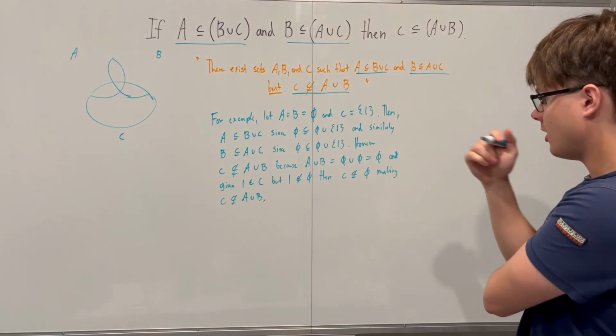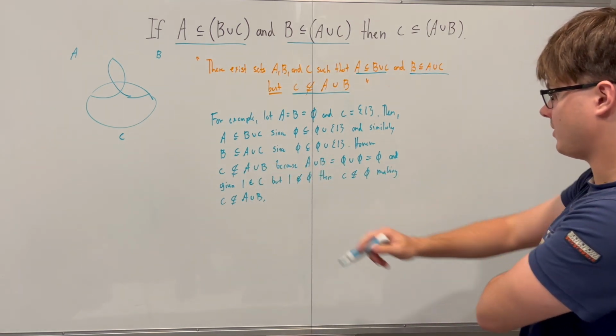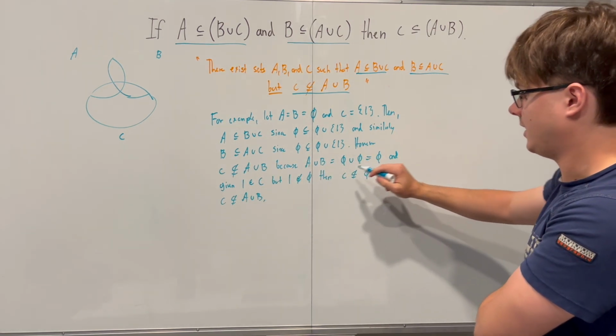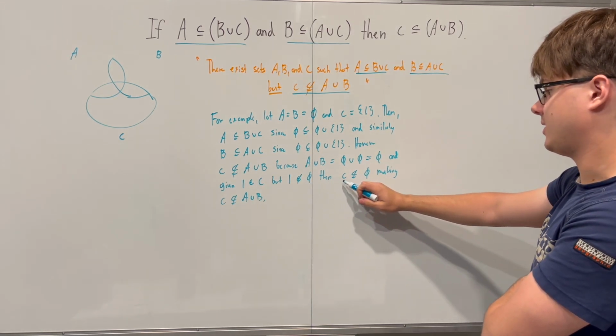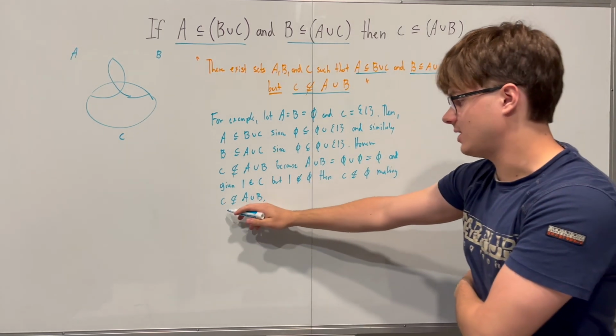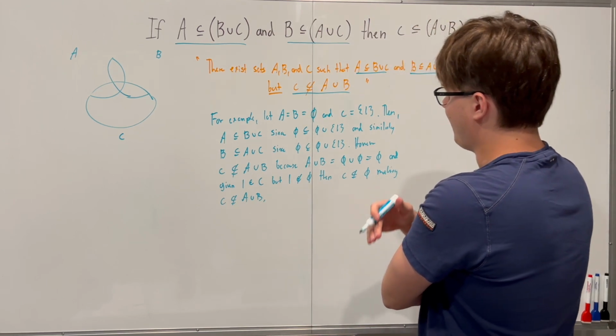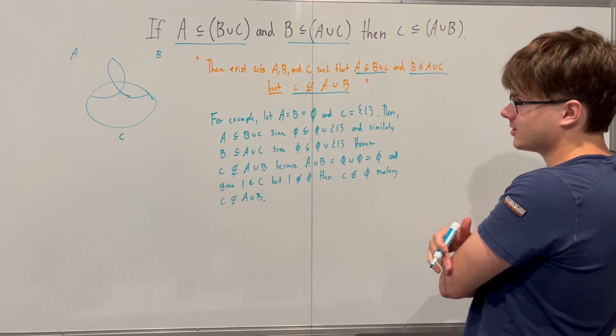I think that works. However, C is not a subset of that because this is the empty set, and since 1 is in C, but 1 is not an element of the empty set, then C is not a subset of the empty set, which means C is not a subset of A union B. I think that's fine. Maybe there's a better way of wording this, but there we go.